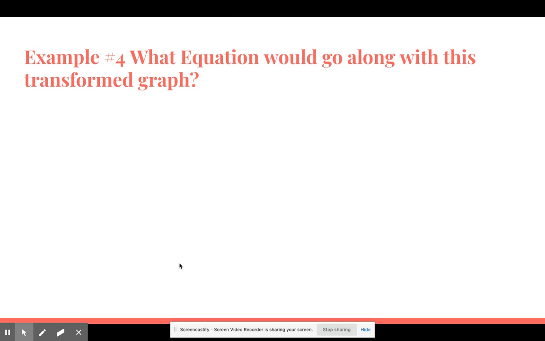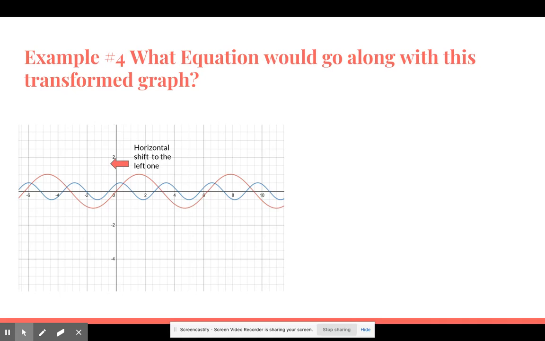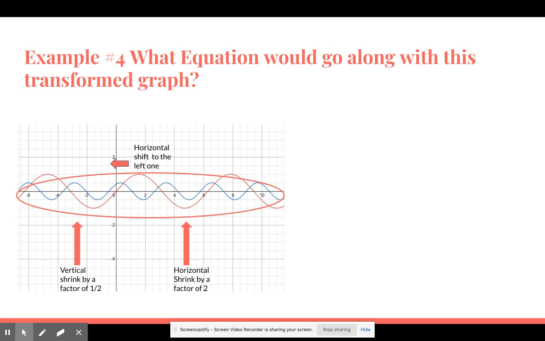So example number 4, what equation would go along with this transformed graph? Horizontal shift to the left 1 because it starts here and it ends up here. We know we have a horizontal shrink by a factor of 2 because it is getting tighter together and more frequent on the x-axis. Then we also see we have a vertical shrink by a factor of 1/2 because it is much smaller on the y-axis than the original parent red function is. So what would this equation look like?